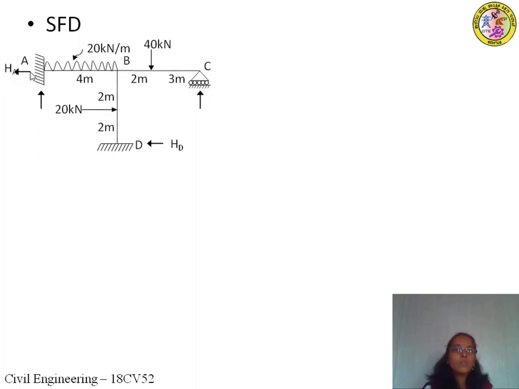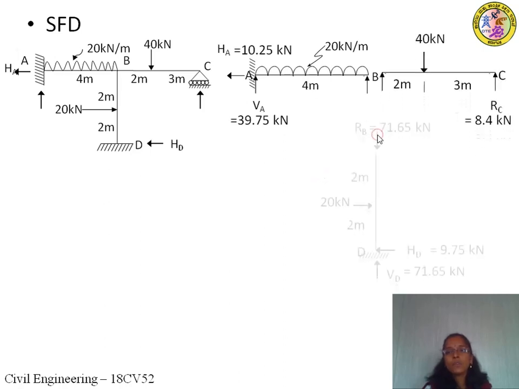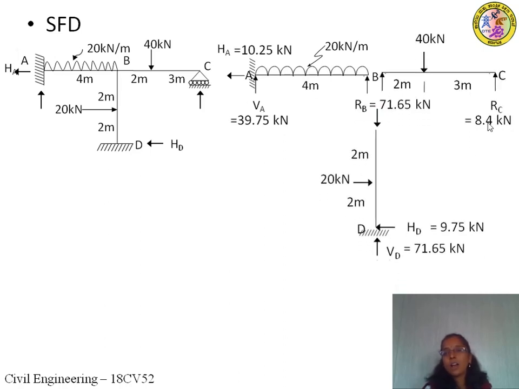So now, you can look here. The direction of HA is changed. Okay, so the frame along with the reactive components are considered here. So HA 10.25, VA 39.75, RB 71.65, RC 8.4, and HD 9.75, and VD 71.65. Okay, using these applied forces and reactions, we will plot the shear force diagram.